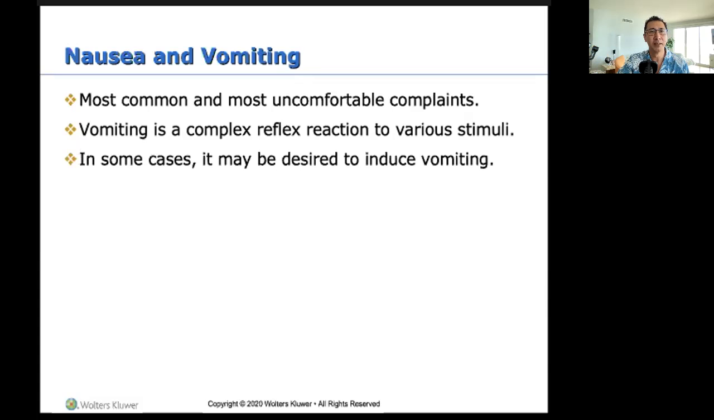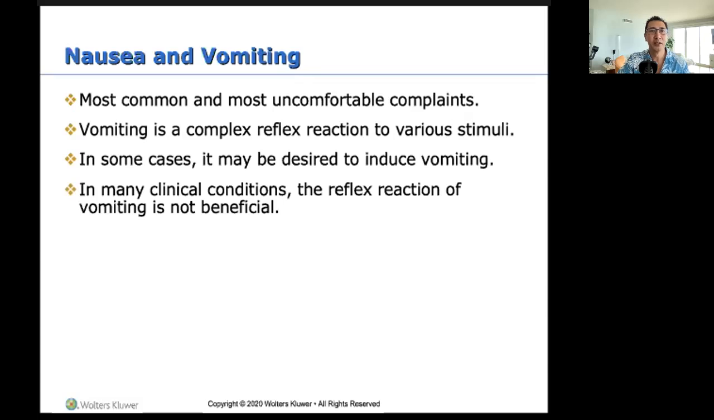In some cases, it may be desirable to induce vomiting, just like when you're out drinking. You drink too much, you ate too much, that's coming up, you're sick. And you know, if you throw it up, you're gonna feel better. Those are in some cases. But for the most part, no, we try not to induce vomiting due to risk for aspiration.